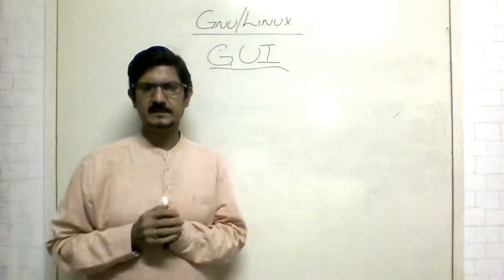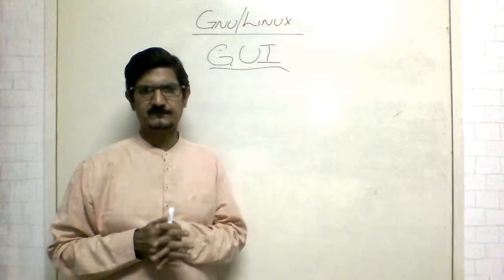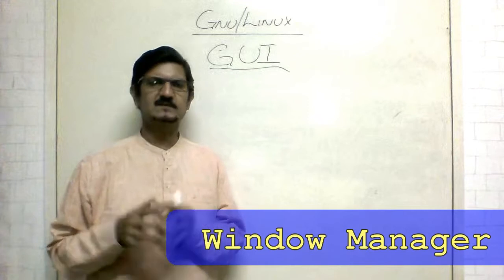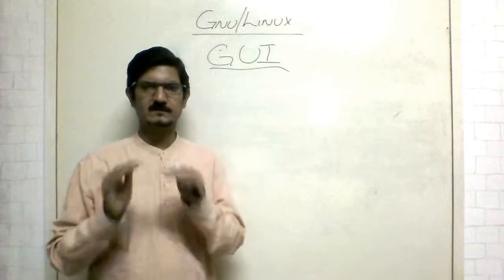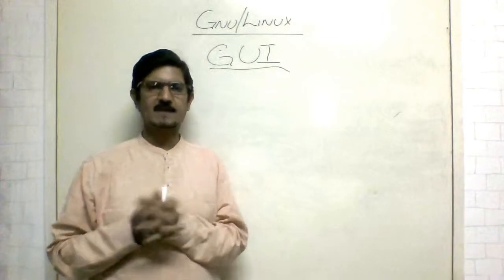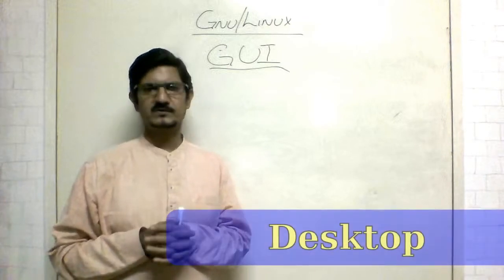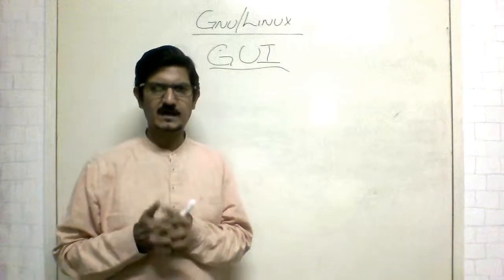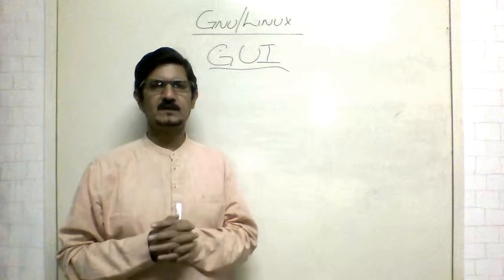So not going into the details, a GUI usually consists of something we call a window manager, and the window manager is responsible for drawing those windows, positioning them, closing, opening of the windows. Window manager plus applications, certain distributions provide you a combination of these things, which we refer to as a desktop. So the desktop which we are going to work on in our distribution for this series will be XFCE.